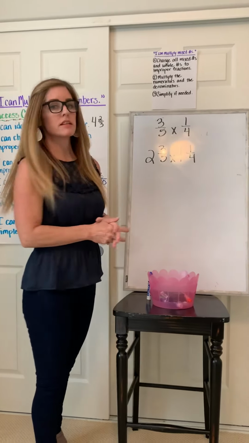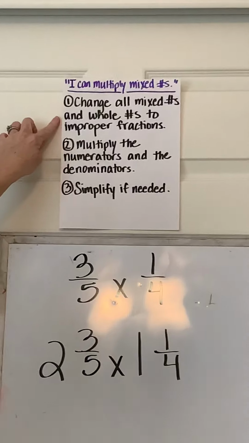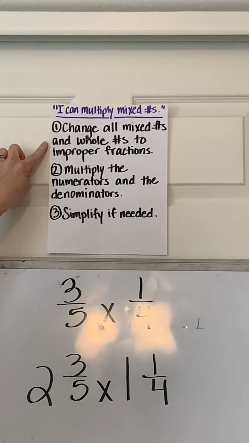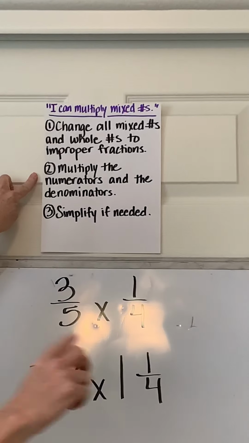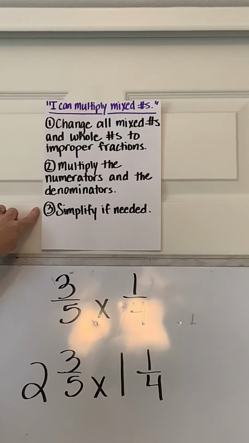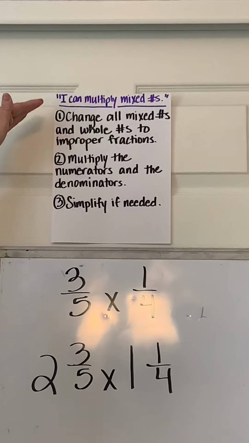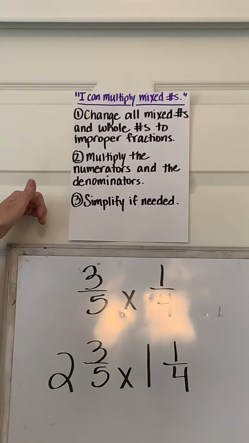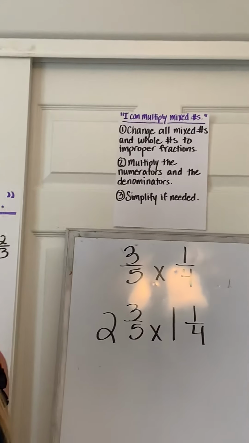I can multiply mixed numbers. Our steps are right here. The first step is we'll change all mixed numbers or whole numbers into improper fractions. Then we will multiply those numerators and denominators. And finally, we'll simplify if it's needed. So I'm going to ask you to hit pause and copy these steps down into your notebook, and then come back and we'll practice together. So go ahead and hit pause.